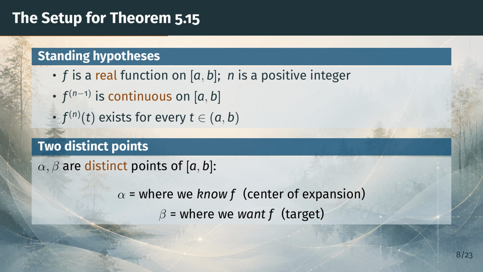Beta is the target, the place where we want to predict the value of f. Note that the theorem does not care which of the two is larger. Alpha can lie to the left or to the right of beta. With the cast assembled, we can now build the polynomial.